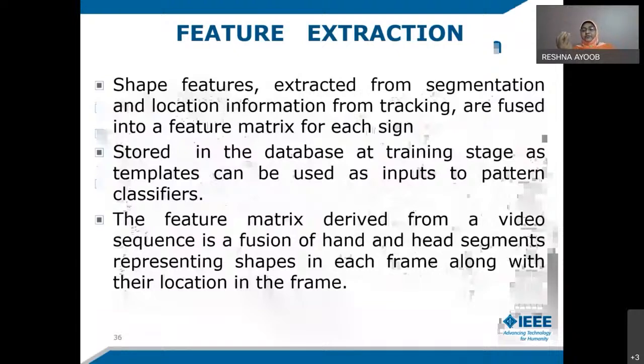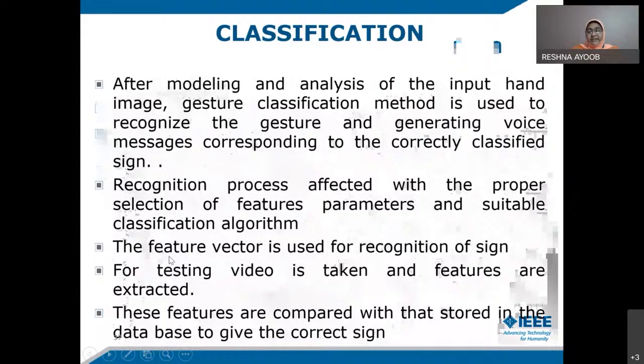Here I am showing straight upwards, but if I am showing it with a small slanting this way, there will be a change in the position in the frame, as you can see now. So that is also something we have to consider, and we have to consider a feature matrix which is invariant to any scaling, rotation, or translation. After modeling and analysis of the input hand gesture, a classification method is used to recognize the sign. Usually, machine learning techniques are used to classify it. And after classification, voice messages are generated for the correctly classified sign.